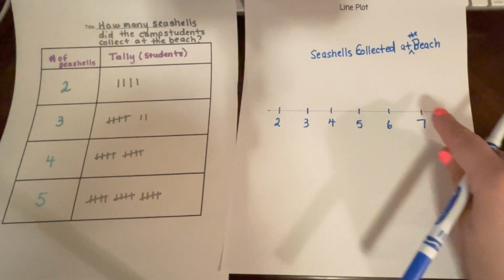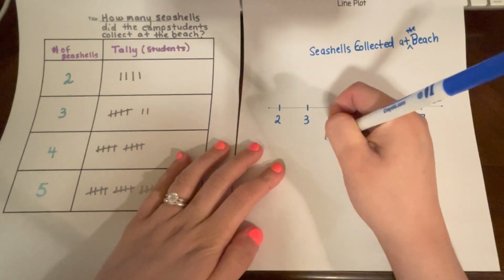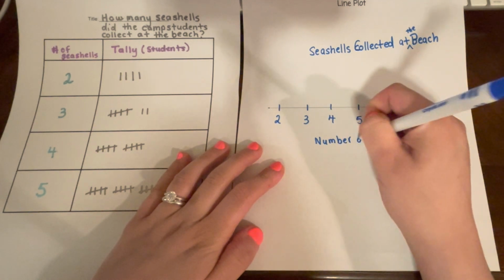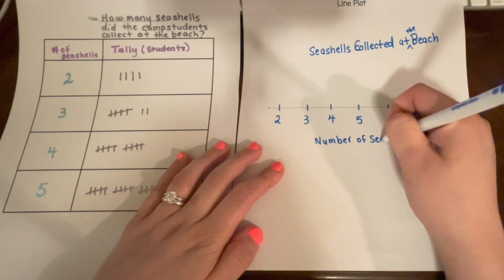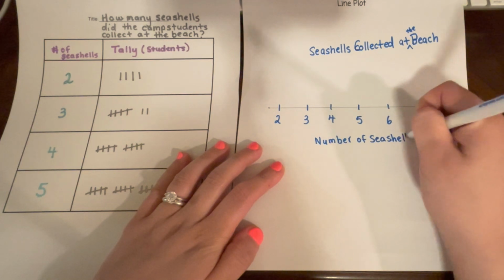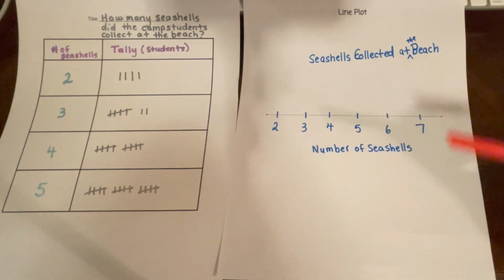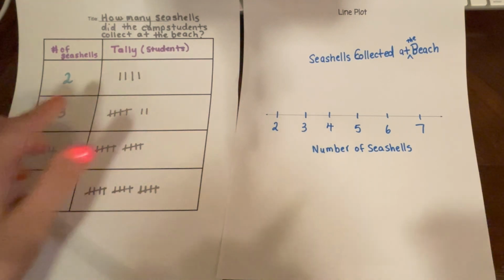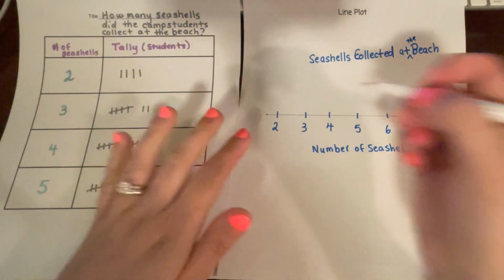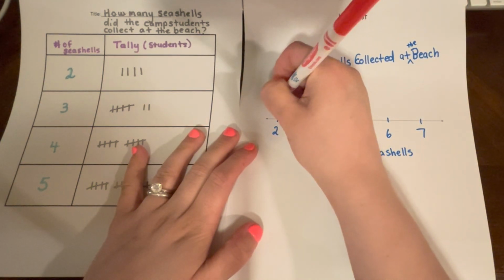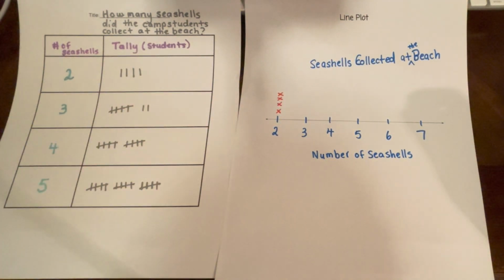So these, remember, are the number of seashells. So I'm actually going to write that as my label. Number of seashells. And then on top of my number line, I am going to place my X's to show the data. So for example, 4 students collected 2 seashells at the beach. So I would put 1, 2, 3, 4 X's above my 2.